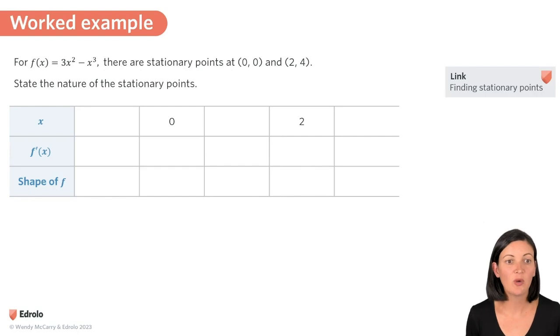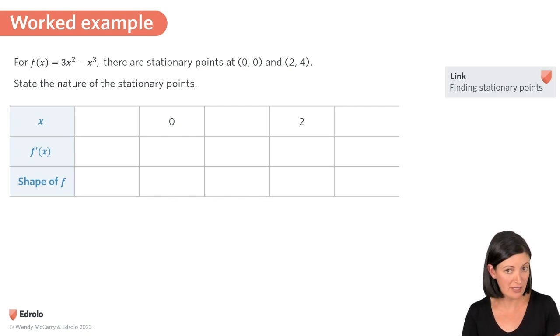So in this example, we are given a function, f of x is 3x squared minus x cubed, and we're told that we have stationary points at 0, 0, and 2, 4. So in the last lesson, we looked at how we actually find those stationary points.